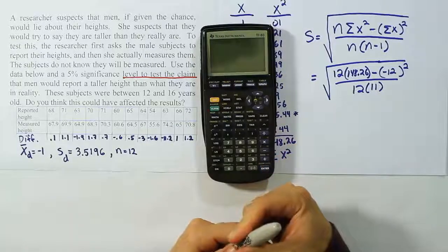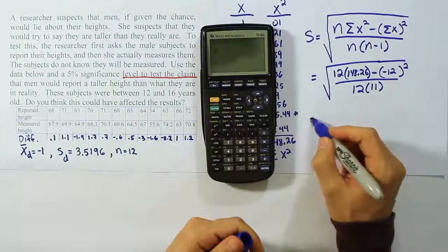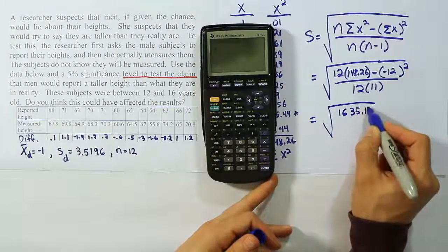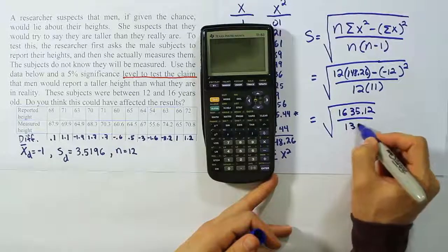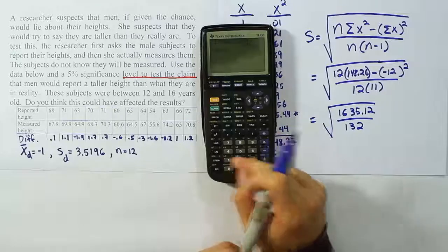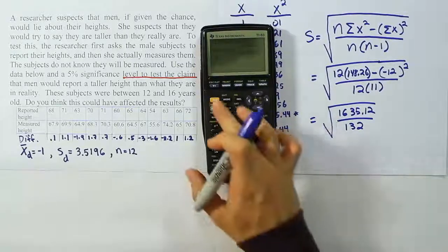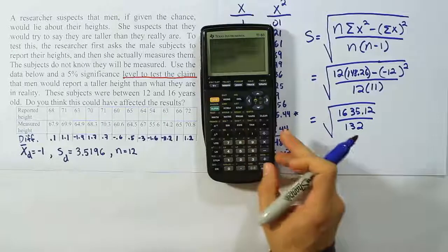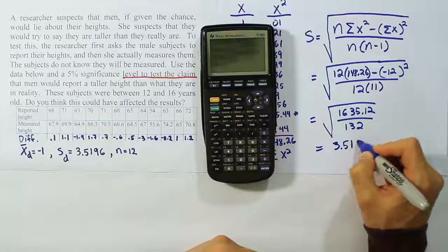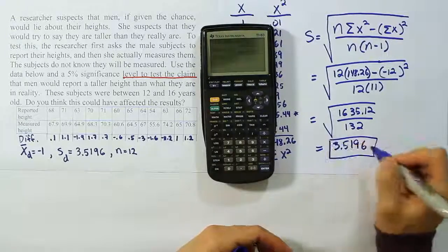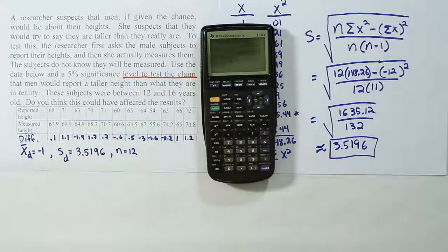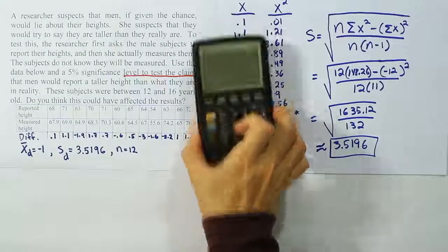So we get 1,635.12. If we multiply this, of course, we get 132 at the bottom, and then we can just divide that and take the square root. So divide our answer before by 132, then take the square root of that answer, and we have the result 3.5196 or so, which is the answer that we received before from the calculator, and that's what I put down on the paper. Okay, so that's how you calculate the standard deviation.